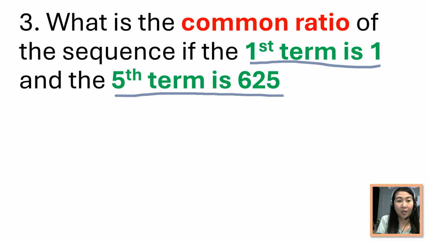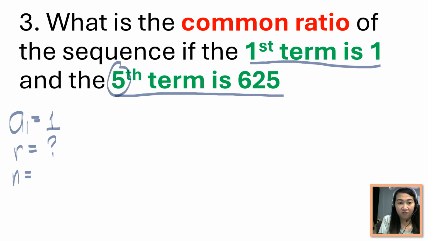Step number 1, write all the given. A sub 1. What is the first term? 1. We have the value of r. Okay, the r or the common ratio is the unknown. What is the value of our n? So our n here is 5. And what is your a sub n or the last term? The last term here is 625. This is step number 1.